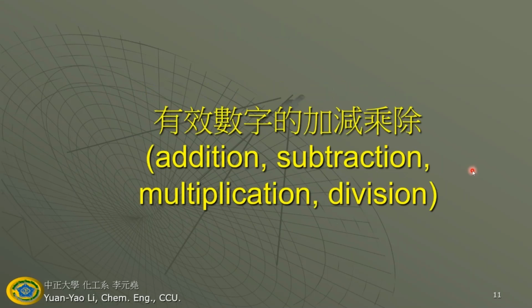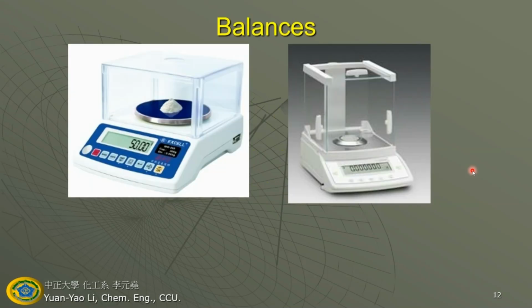Okay. So the next topic is, if we have numbers, like number A, number B, number C, number D, how can we do addition, subtraction, multiplication, and division? And we have to do it in a scientific way. Okay?